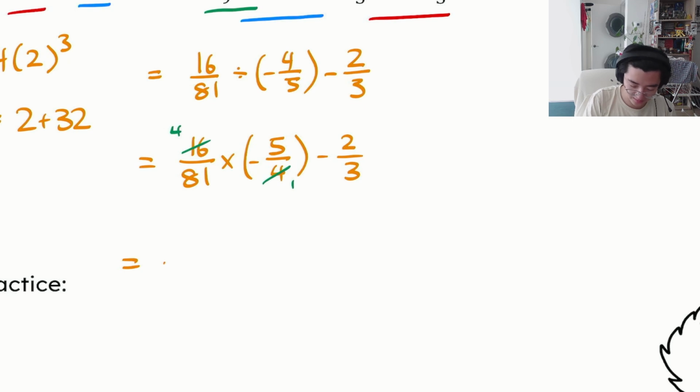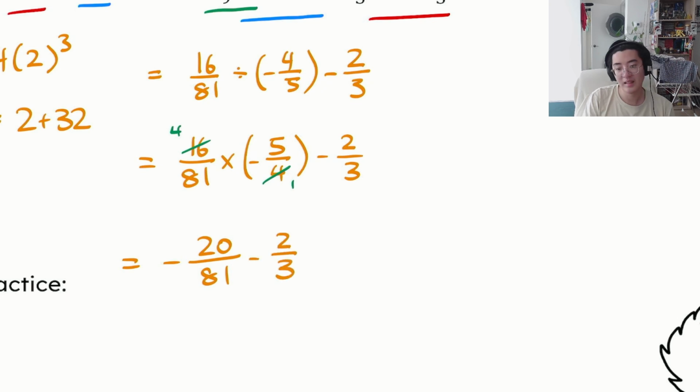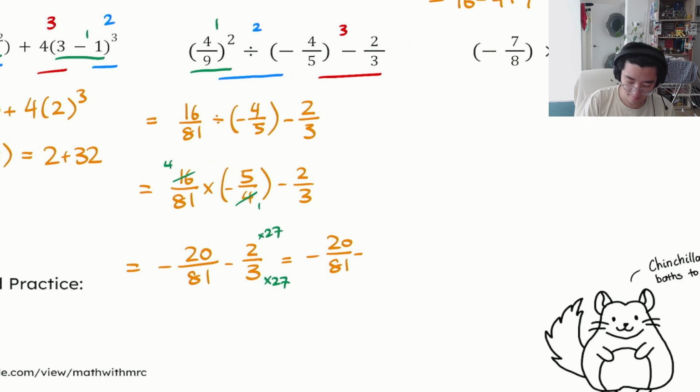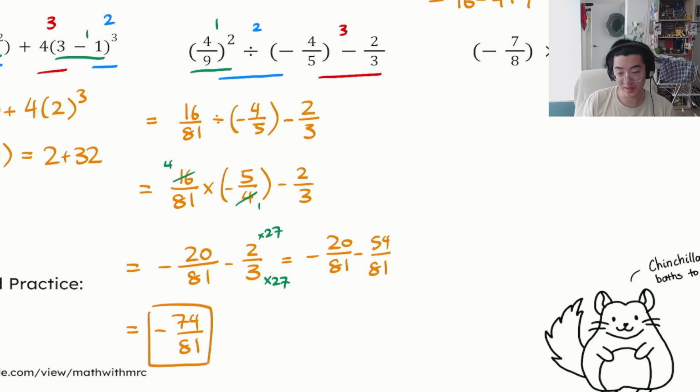So 4 times 5 on top is 20. 81 times 1 is 81, of course. We subtract 2 over 3 from that. Lowest common denominator is 27. I know, big numbers here. Alright, so this minus 54 over 81. And this comes out to be 74 over 81. Just like that. Don't have to worry about mixed numbers neither.